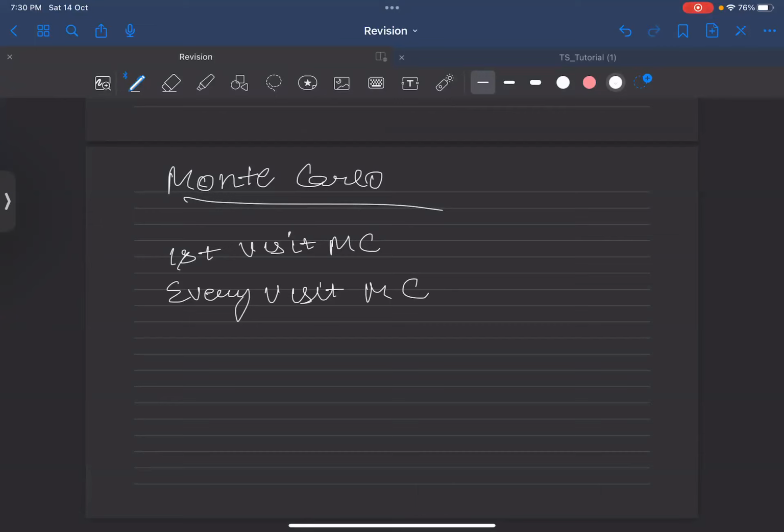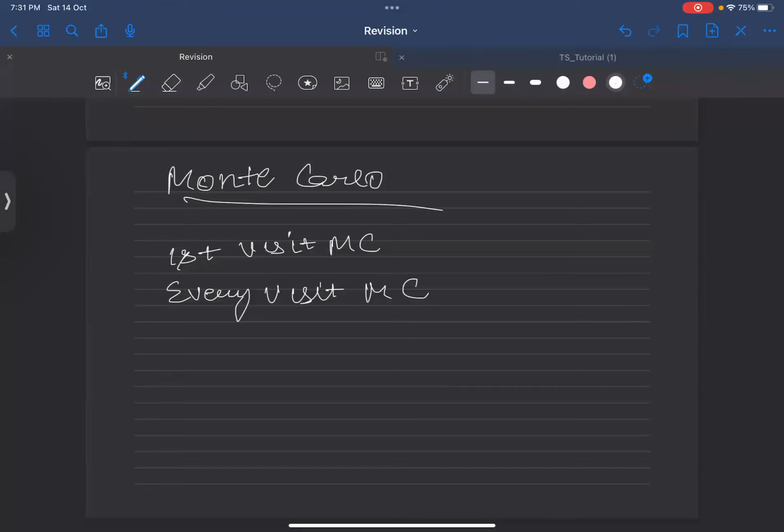In first visit, in a particular episode, in order to compute the value function, we consider only the first occurrence of that particular state, and subsequent ones we don't. So in every episode, we take only one value, the first occurrence of that state. If that state is repeated and we take it again and compute that, that is called every visit. Basically, first visit and every visit.